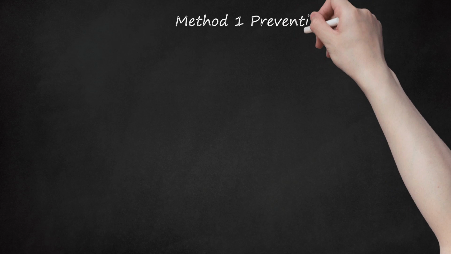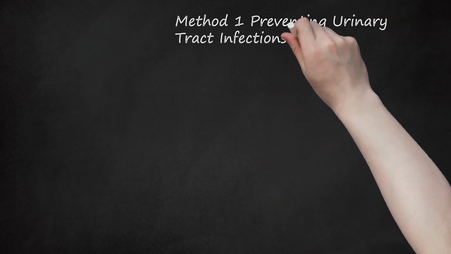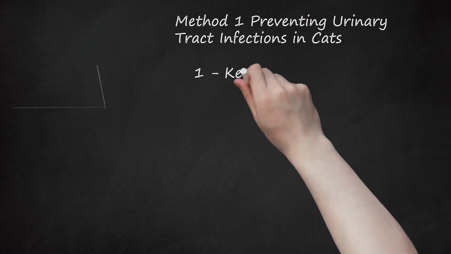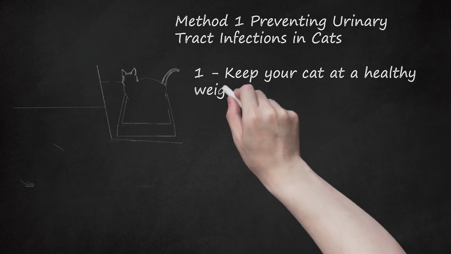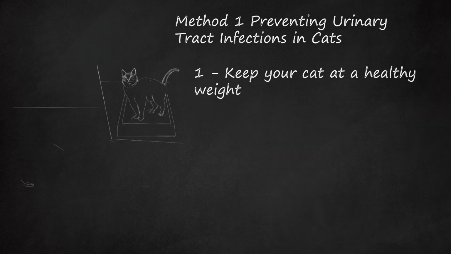Method 1: Preventing urinary tract infections in cats. 1. Keep your cat at a healthy weight. Obese cats tend to have more problems than normal weight cats. Use the body condition scoring system to determine if your cat is a healthy size. These charts rank your cat on a scale of 1 to 9 to determine if your cat is overweight, underweight, or at the ideal weight.